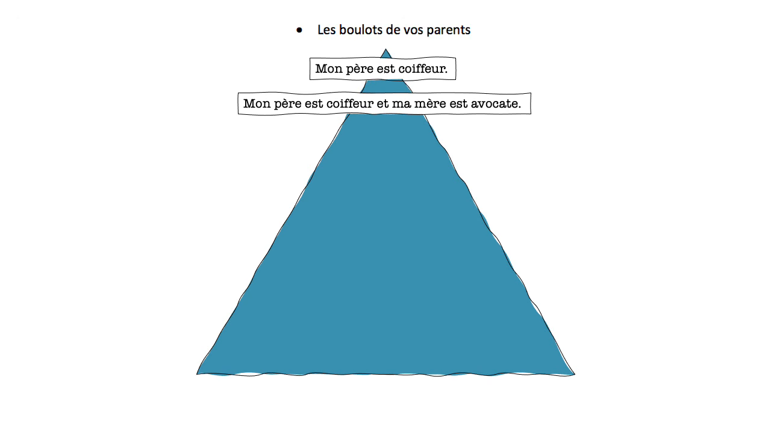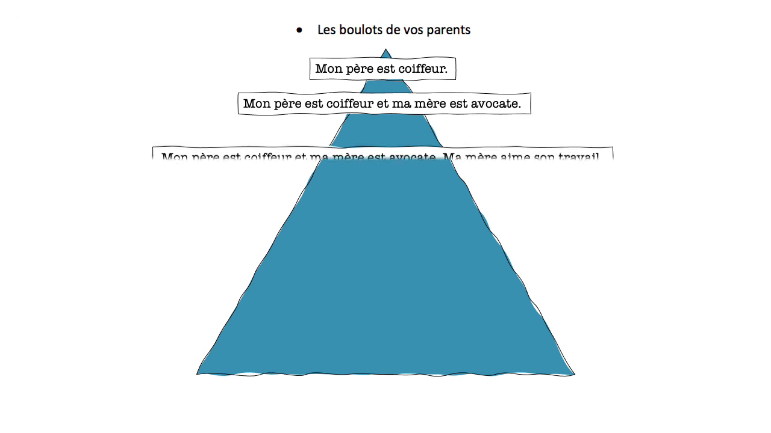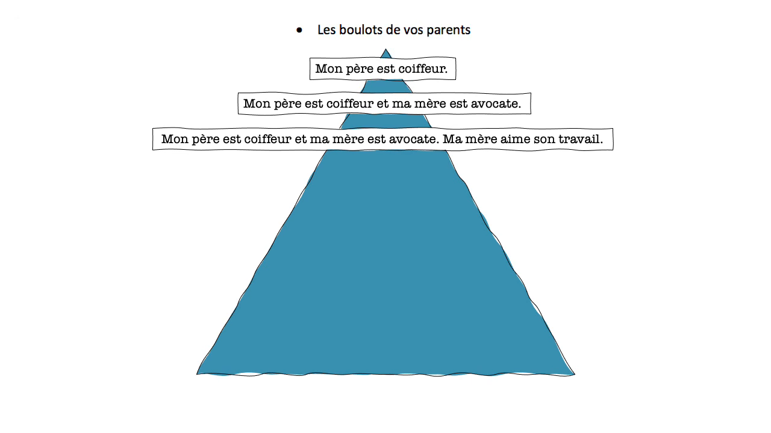That would answer the bullet point, but we're not really doing ourselves any favours by not giving opinions, not giving extra details, so we could extend that a little bit more and give an opinion and give some further details like ma mère aime son travail. My mum likes her job or loves her job. That's expressing an opinion, and we're doing an opinion in the third person, so that's showing that you can really use verbs in the third person as well.